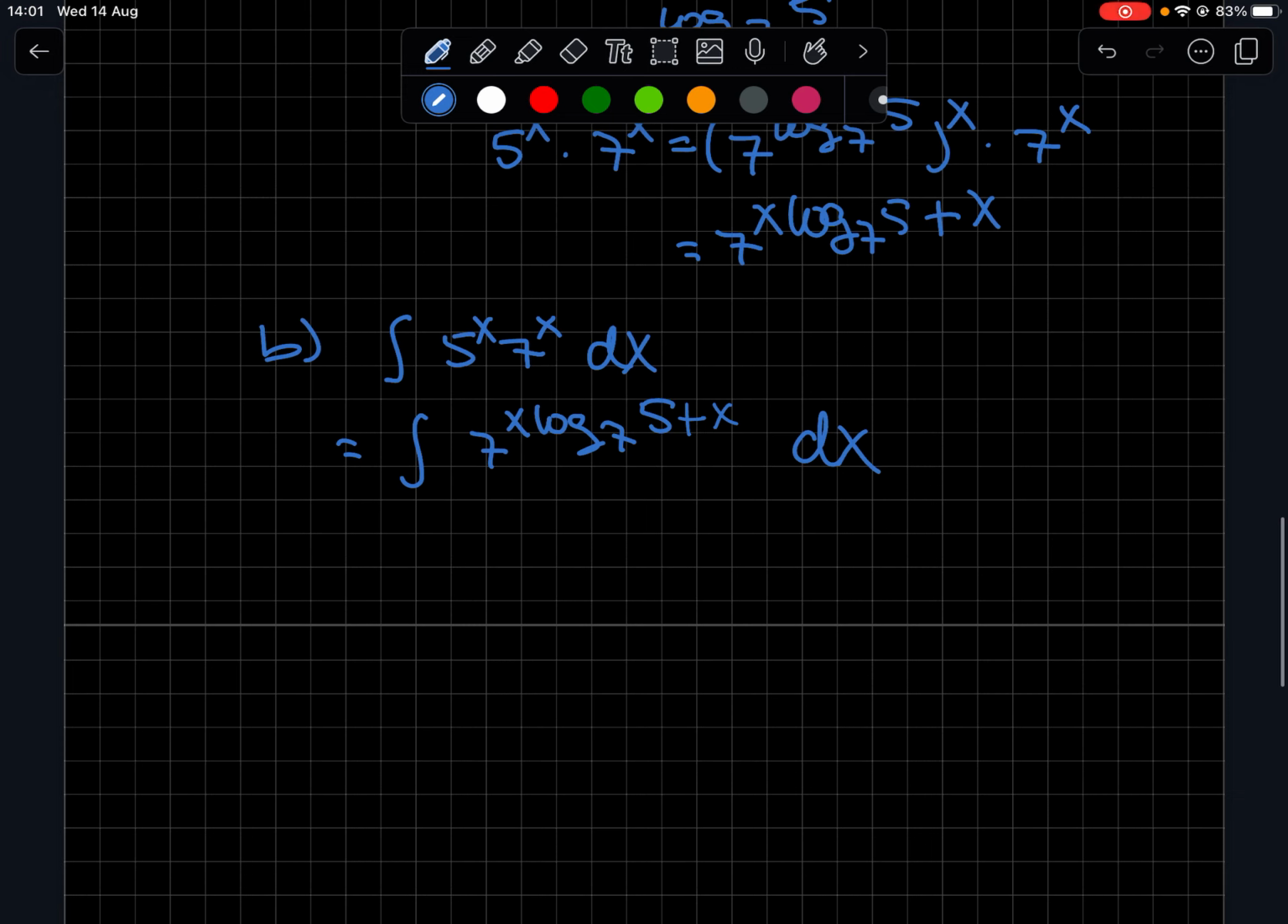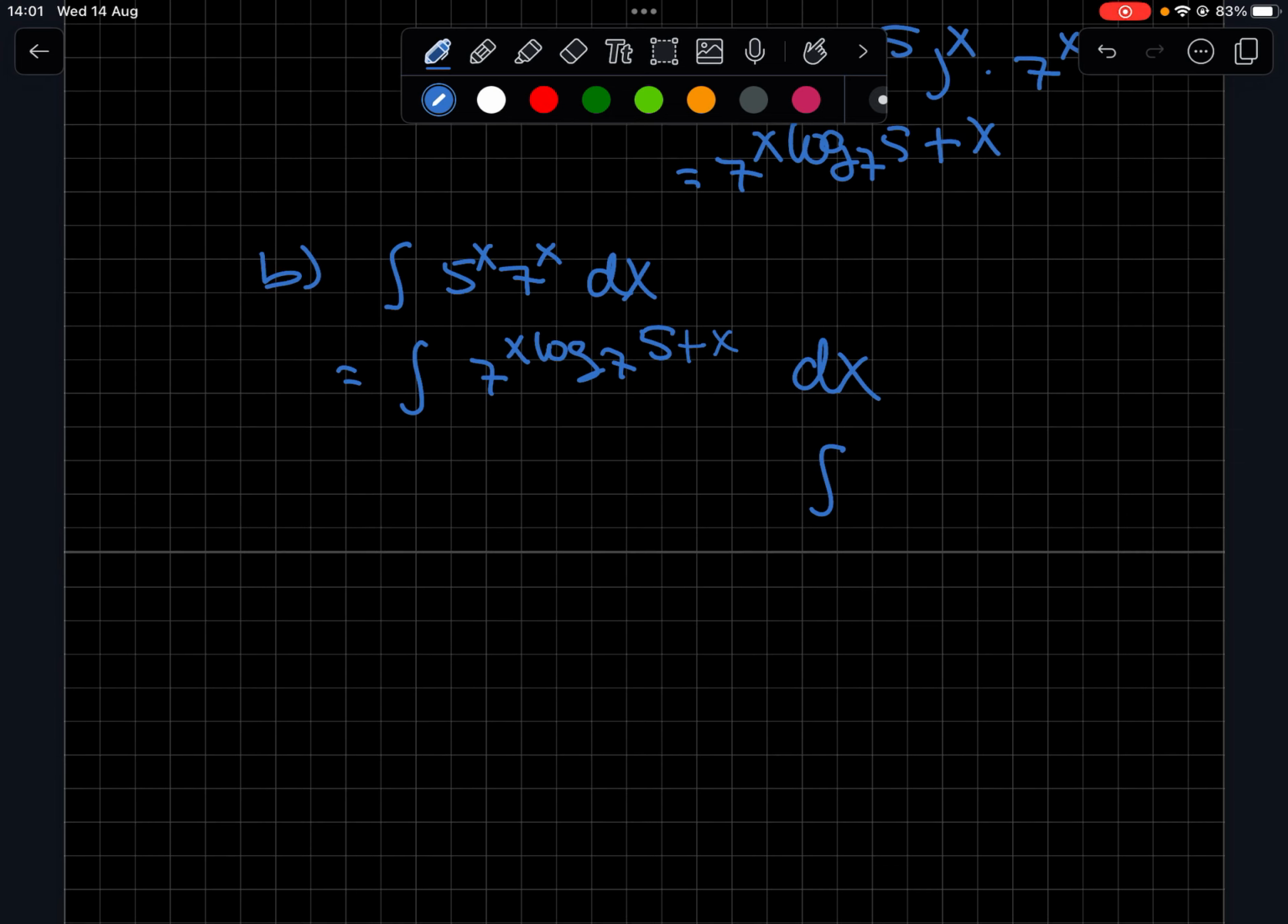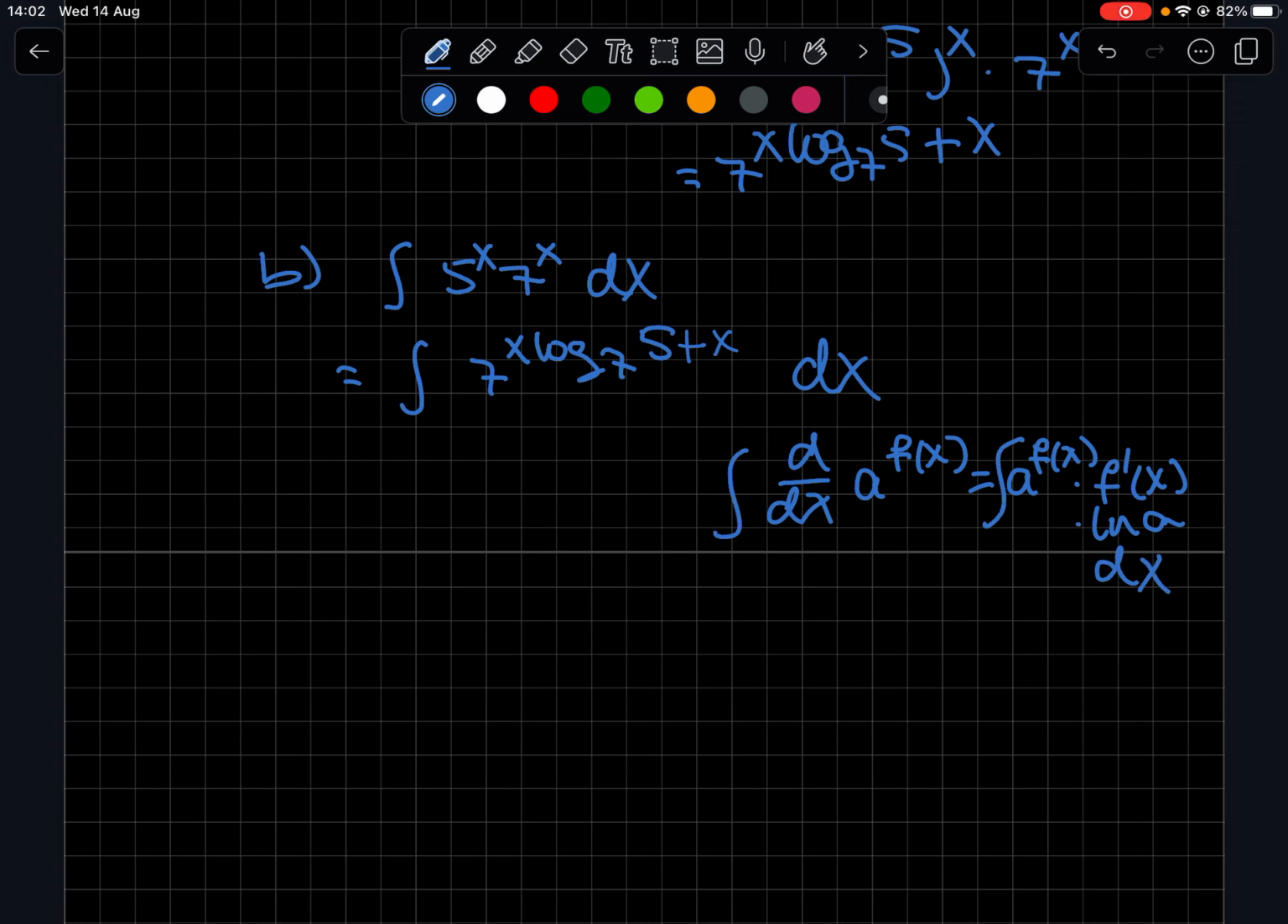solve it. Remember, the integral of a to the power of f of x. How do we know what it is? Well, we can think about the derivative of a to the power of f of x. And what is that? Well, it's a to the power of f of x times f dashed of x times the ln of a. And then we can integrate both sides with respect to x.